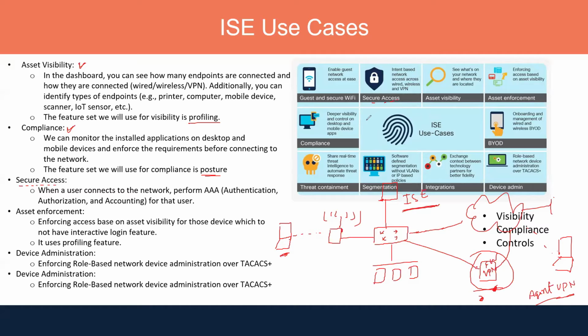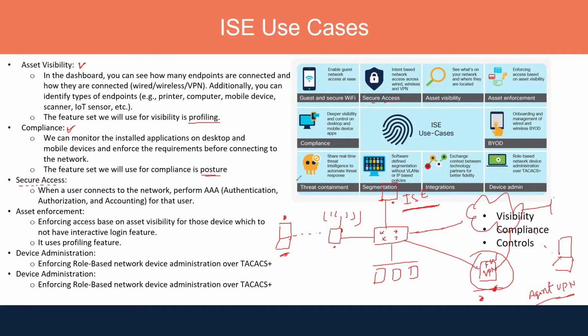So if a user is intentionally connecting to the network, the user would be putting in his authentication credential. So we need to make sure that the user credential which is going to travel between the user machine and the ISE or the network devices should travel securely.